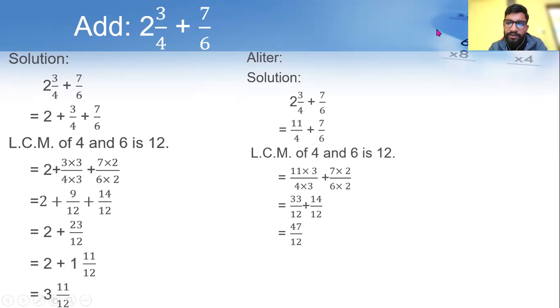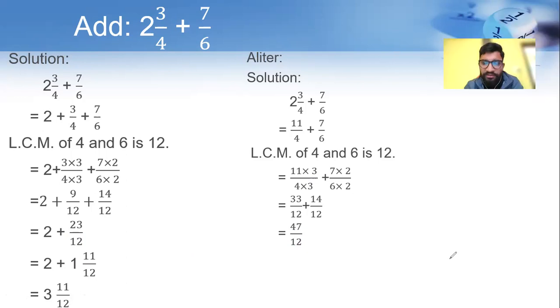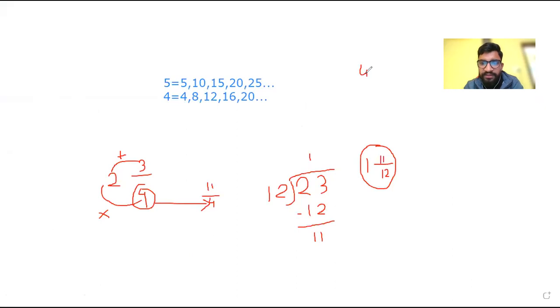Just divide like previously. Previously we learned how to divide 23 by 12, right? So here also let's divide 47 by 12. If you divide 47 by 12, what will you get? How many times can you divide 47 by 12? 12 3s are, right? Not 4s. 12 4s are 48 and 47 is smaller than 48. So we can't divide 4 times.